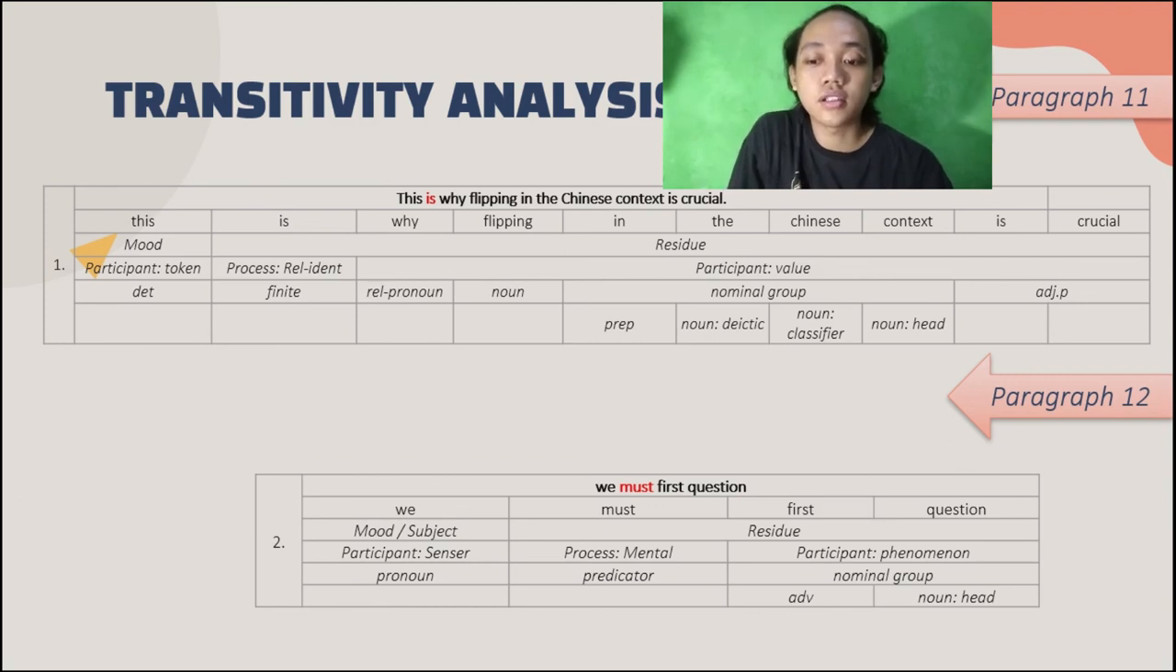And in paragraph 12, there is a sentence: we must first question. We is mood, subject, and participant as sensor, and we is a pronoun. Must is process in mental and predicator. And first question is participant in phenomenon. First question is also a nominal group, and first is adverb, and question is head.